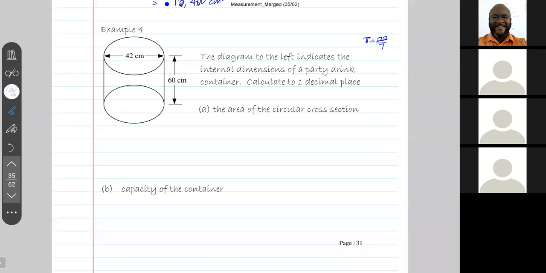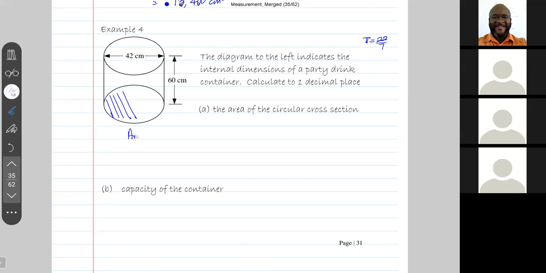All right, so example 4 says, the diagram to the left indicates the internal dimensions of a party drink container. So the dimensions that we're seeing here, it's actually indicating the internal dimensions of this container. The first thing we're asked to do is to calculate to one decimal place the area of the circular cross section. So this is the circular cross section. We want the area of it.